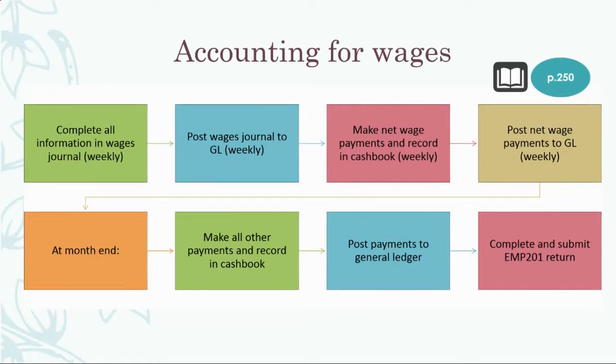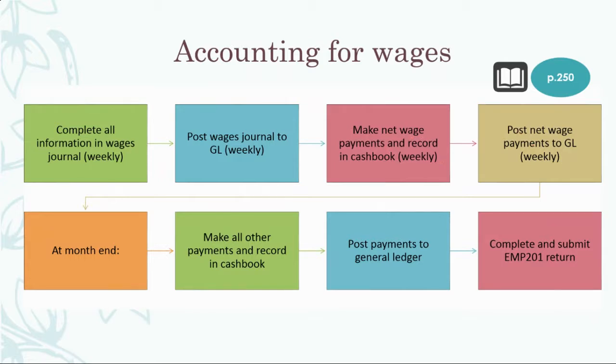So how this differs from your salaries is you complete the wages journal exactly the same as the salary journal, except it's only based on a weekly amount. Then you are going to post each week to your general journal. So by the end of the month, when you do the payment, you would have had 4 entries in here. Now remember, your net payments will be made at the end of the week. So you pay your employee on a weekly basis. So net wages will be paid on a weekly basis.